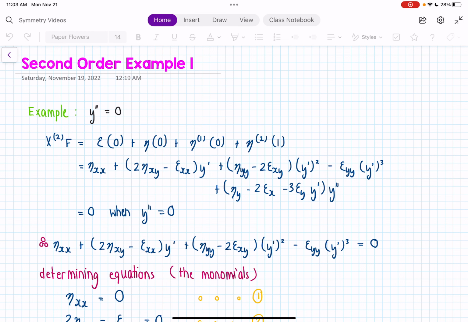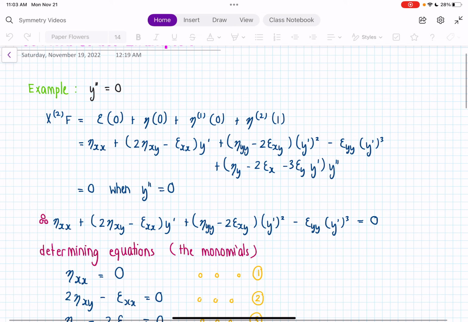Okay, so we're going to look at the first example, looking at a second order differential equation and finding the symmetries. So we apply the infinitesimal generator, and I've shown you those expansions. So here we have xi times 0, eta times 0, first prolongation times 0, and then the second prolongation times 1.